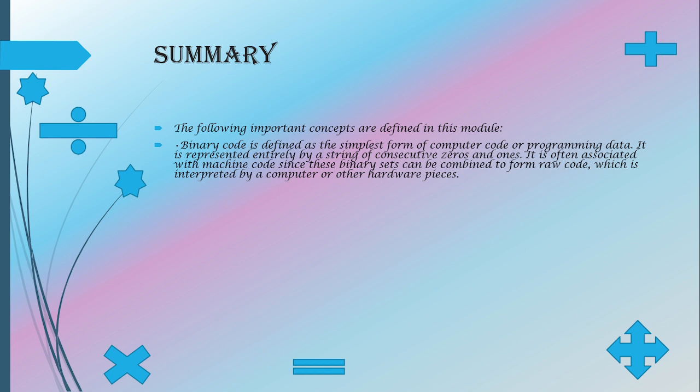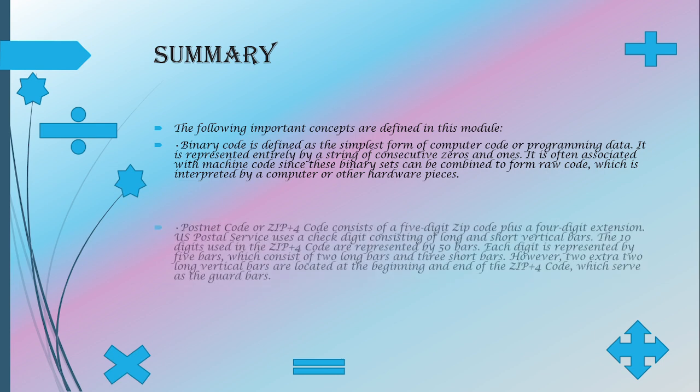So in summary, the following important concepts are defined in this module. Binary code is defined as the simplest form of computer code or programming data. It is represented entirely by a string of consecutive zeros and ones. It is often associated with machine code since these binary sets can be combined to form raw code, which is interpreted by computer or other hardware pieces.